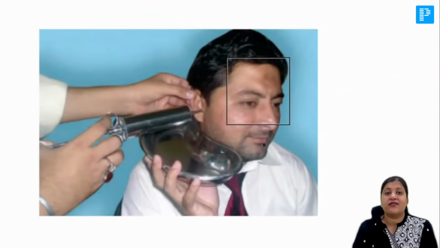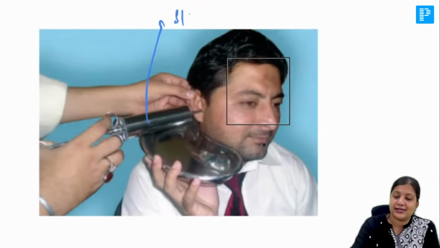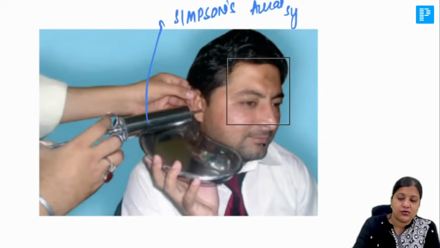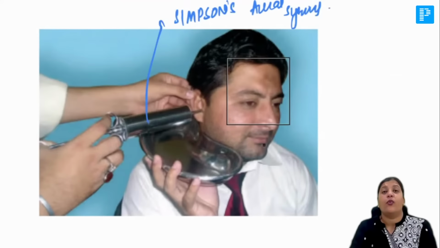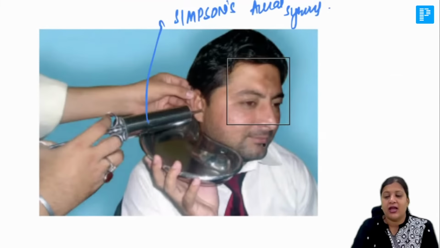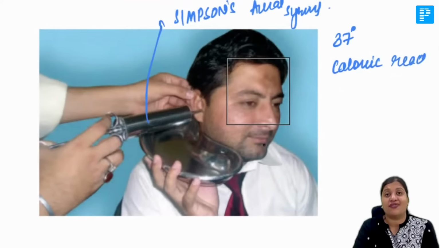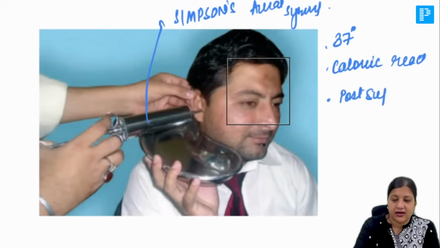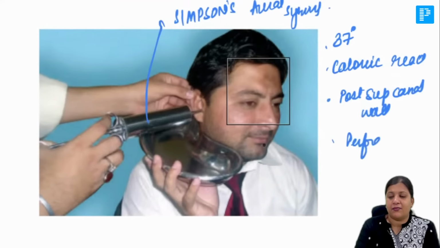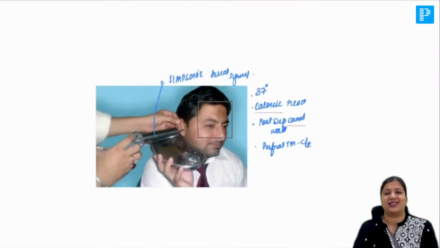What is this procedure where they're using this syringe, which is called as Simpson's aural syringe? So this Simpson's aural syringe is used for doing syringing, where we remove the wax or foreign body. The water has to be of body temperature. If you use anything above or below, it can cause caloric reaction. The patient can have vertigo, and you should direct it towards the posterior superior canal wall. And if there is a perforation of the tympanic membrane, then it is contraindicated. So these are the things that you should know for syringing.